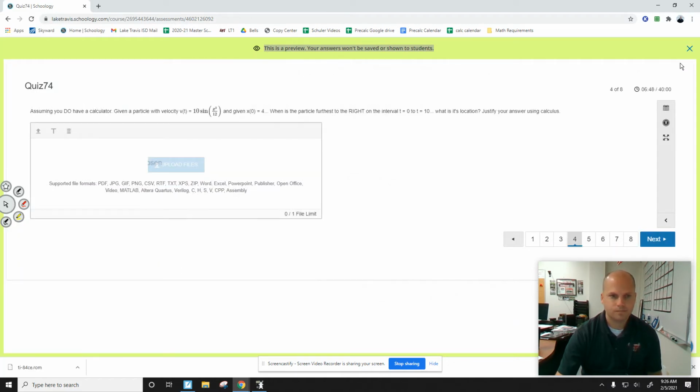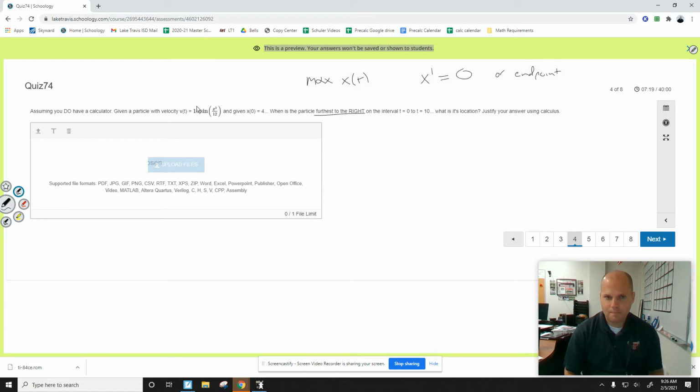New question. Assume you do have a calculator. Cool. You have a velocity given like this. You're given an initial position. When is the particle furthest right from 0 to 10 and what is its location? Justify your answer using calculus. Okay, particle furthest right. That's going to be a max of position. Okay, a max of position could occur when its derivative equals 0 or an endpoint.